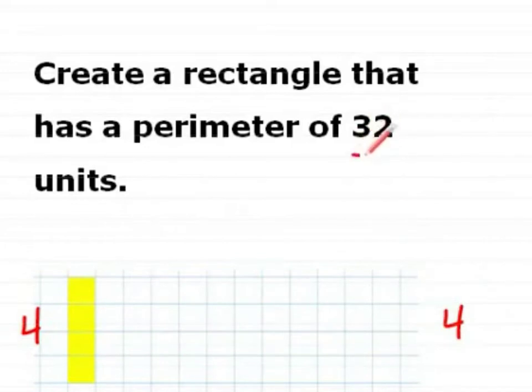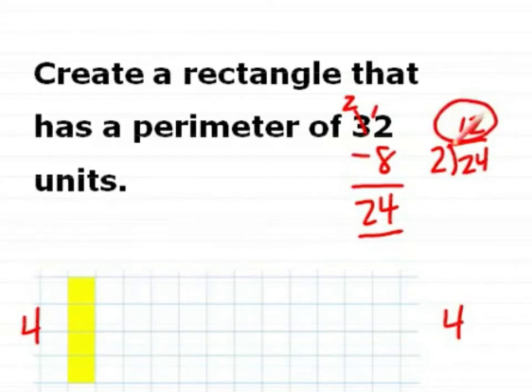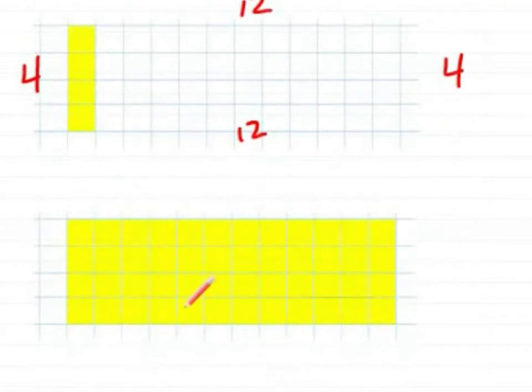I would have 32 minus 8, since 4 plus 4 is 8. So I would have 24 units left over for the other 2 sides. Since they both have to be the same length, I can divide 24 by 2. 2 goes into 2 once, 2 goes into 4 twice. So I would have 12 units for each of the other 2 sides. If I wanted to make a figure to have a perimeter of 32, I would make it 4 by 12.